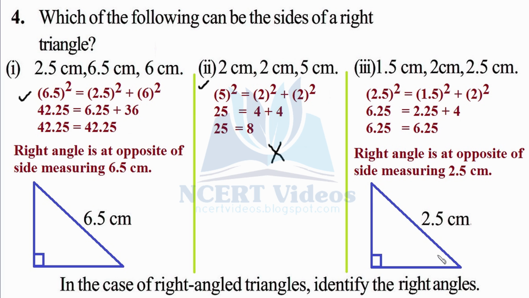So we construct a right angle triangle, right angled opposite to the longest side, that is 2.5 centimeter, and the same has been written here. And that is the third of question number 4.